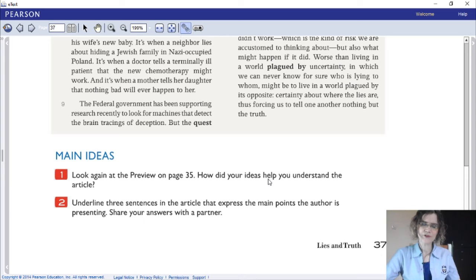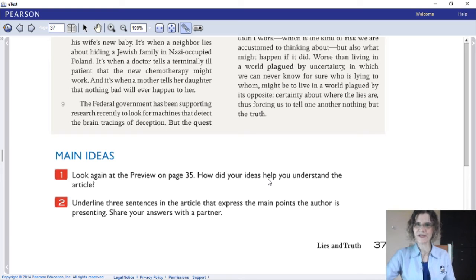Number two, you are going to underline 3 sentences in the article that express the main points the author is presenting. This is not that easy, but you can do this. Okay, I'm going to ask you to pause your video and underline 3 sentences in this article, 3 sentences, but those sentences express the main points or kind of a sub-main idea of this whole text.